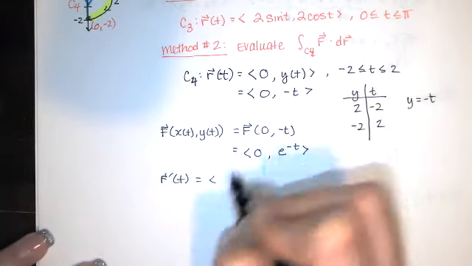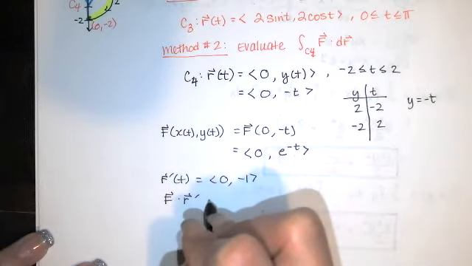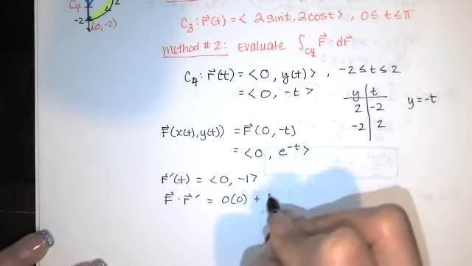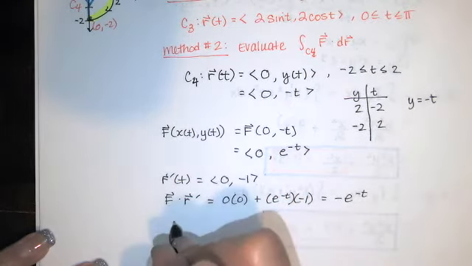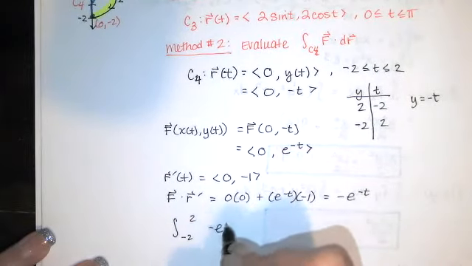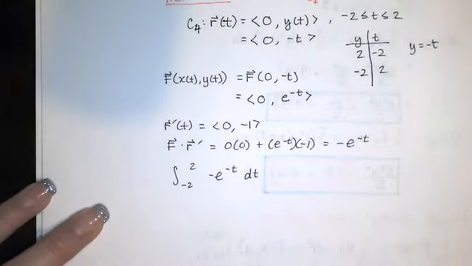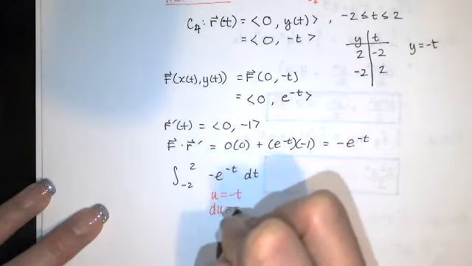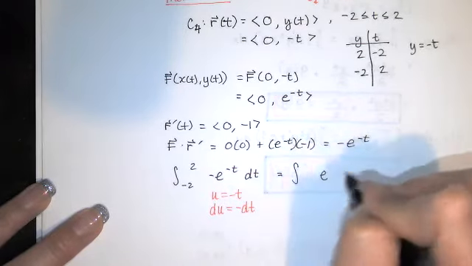And r prime is very simple as well. It's just 0, -1. So you have 0 times 0, which is of course 0, plus e to the -t times -1. So that's -e to the -t. And we'll integrate from -2 to 2. There's a very simple u sub there. If u is negative t, du is negative 1 dt. And I actually have a negative 1 dt, so that's just e to the u du.